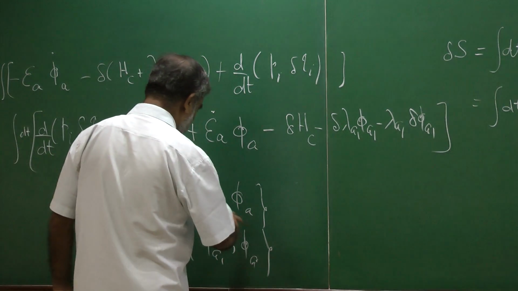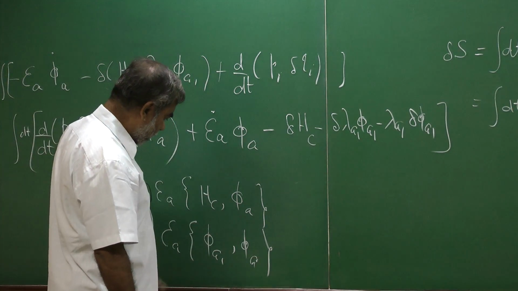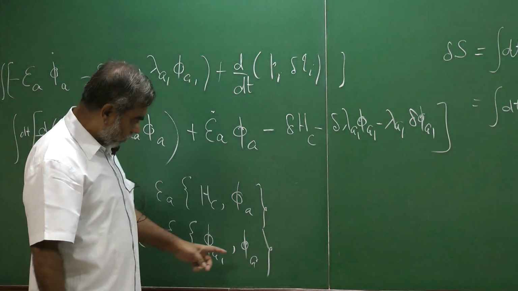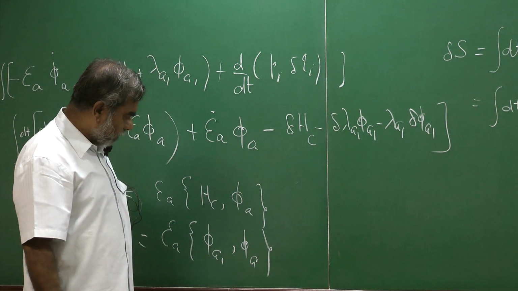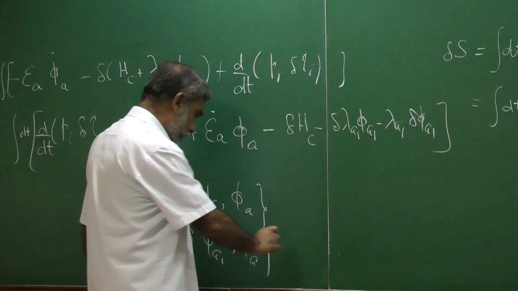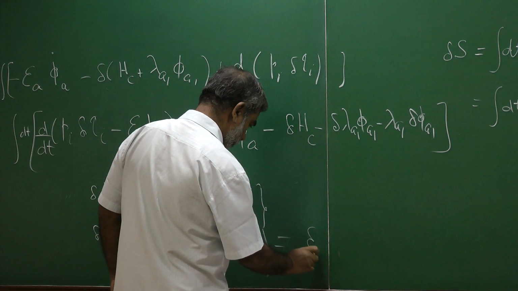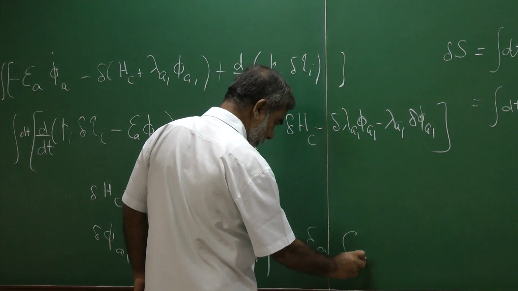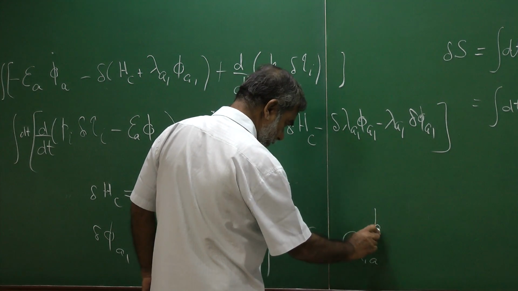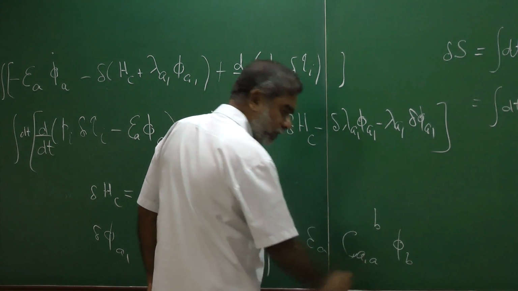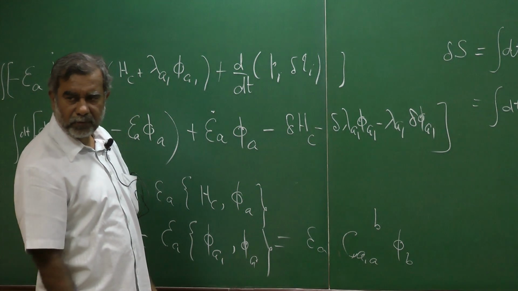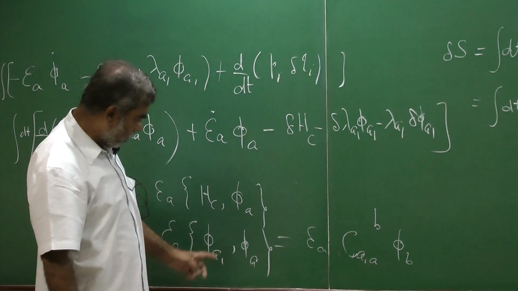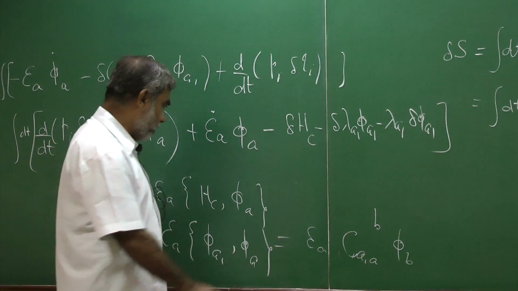Okay, now what is the closure of the algebra? If this is a first class constraint and the algebra closes, it means this will give me some structure constants, so it will be something like A1A, B, phi B. This is what is meant by the closure of the algebra, because this is first class. And similarly for this.